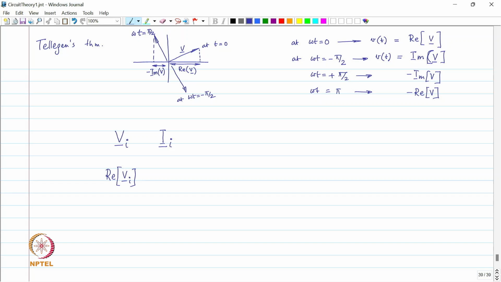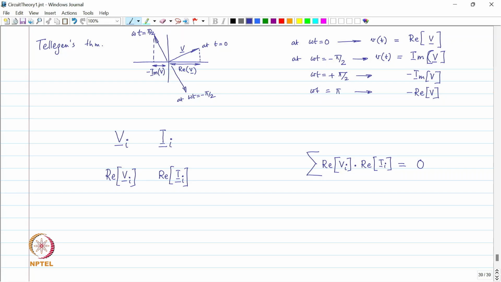Similarly, the list of actual currents at t equal to 0 are the real parts of I. And therefore, by Tellegen's theorem, the sum of the real part of all the voltage phasors multiplied by the real part of all the current phasors is equal to 0.